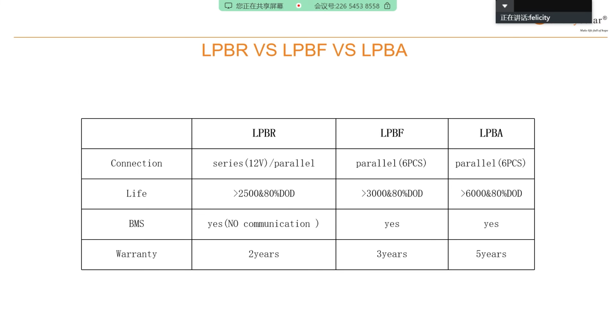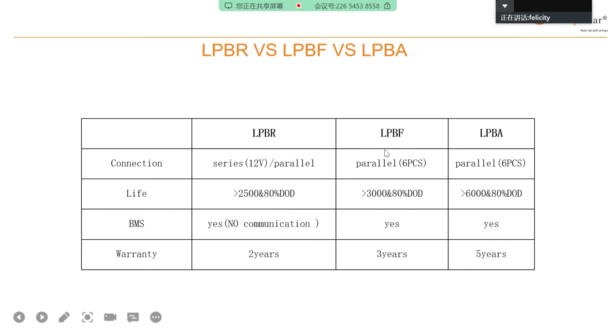As the last part, I will introduce how to use BMS communication with Felicity Solar inverters or other brands. The last difference is the warranty. LPPR is 2 years warranty, LPBF is 3 years warranty, and LPPA is 5 years warranty. So here are the differences of these different lithium series. From this form, you can get the main differences of these batteries.